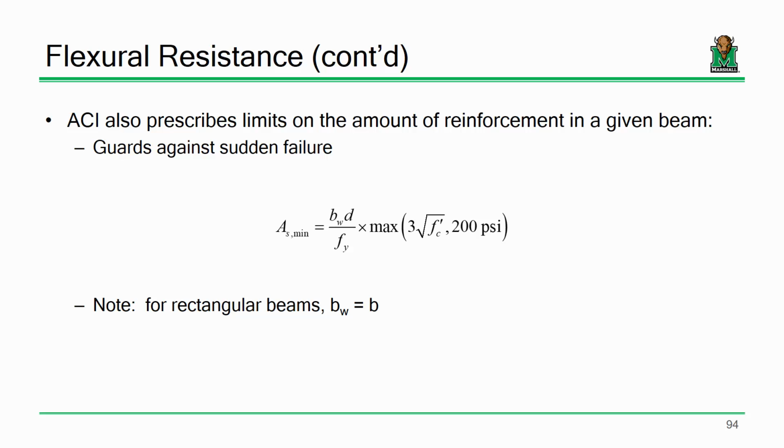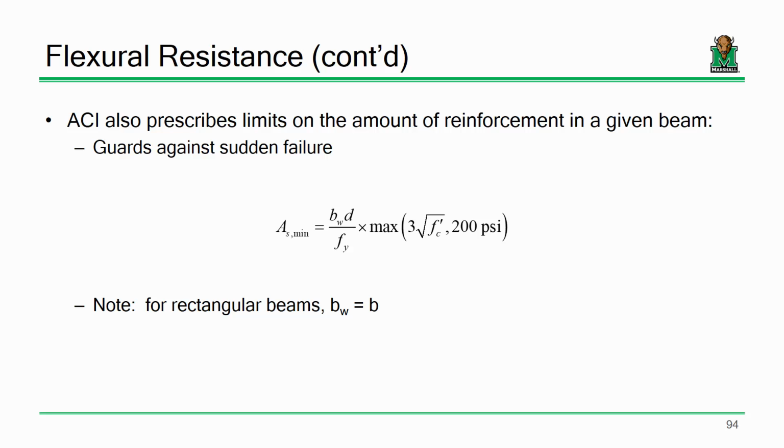Basically, this is ACI's way of guarding against sudden failure. You're doing your design, and you want to at least meet this limit just to guard against sudden failure events. To be perfectly honest, in most of our design efforts throughout the semester, this isn't going to be a big deal. We're going to check it, and then we're going to find that we're on the other side. Like, we'll get 0.8 square inches of steel for this, but we put in 3 or 4 times that, so it's not a big deal. But it's something to be aware of.